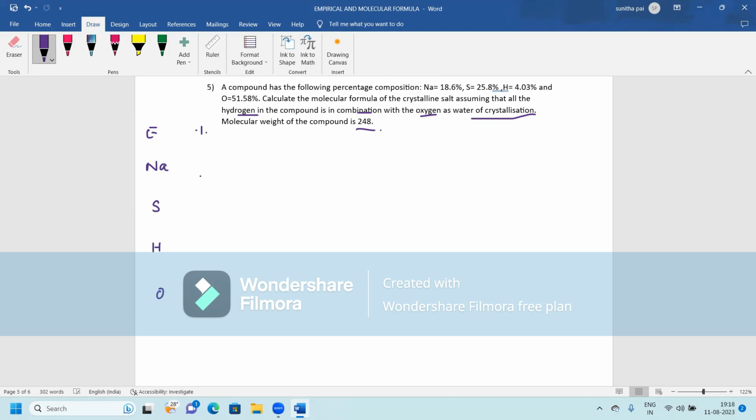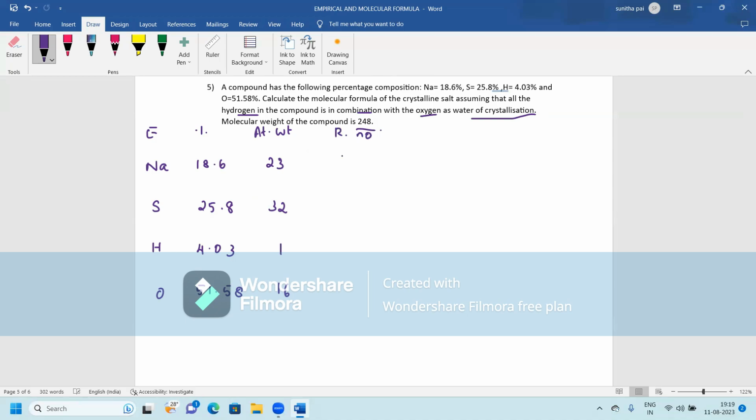Percentages: 18.6, 25.8, 4.03, 51.58. Atomic weights: sodium 23, and 32, 1, 16 respectively for all the other elements.